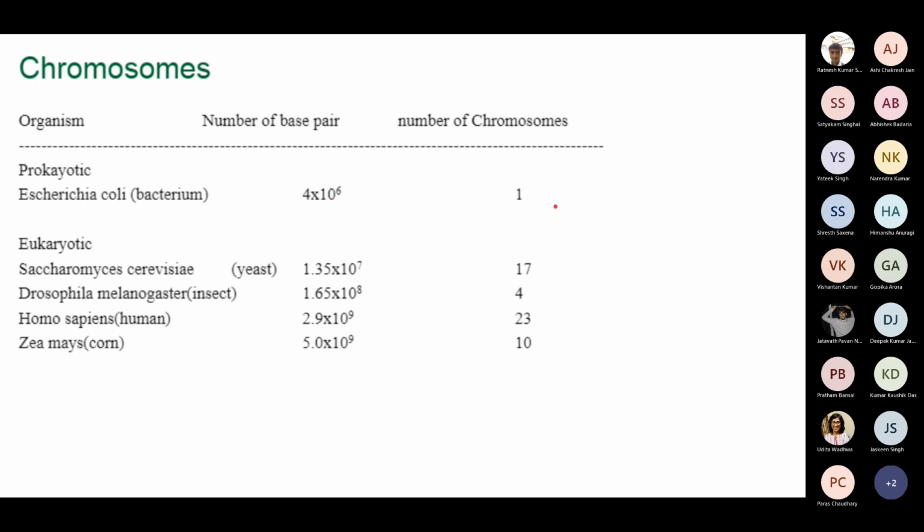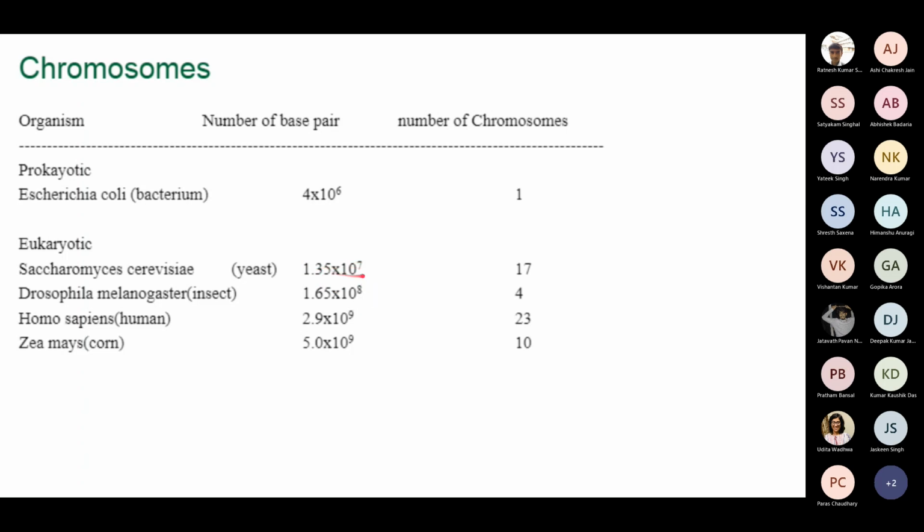They have a single chromosome. It's a single circular chromosome. So the DNA is circular in nature. When we talk about different eukaryotes, the first organism that was sequenced, yeast, has about 17 chromosomes.